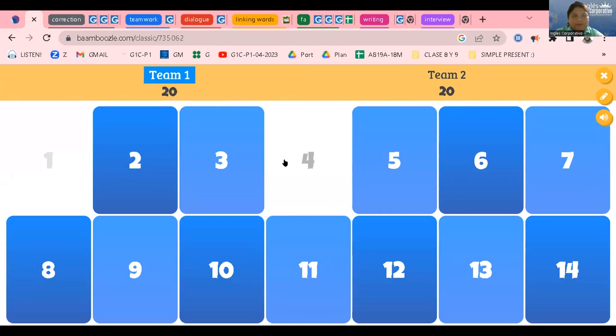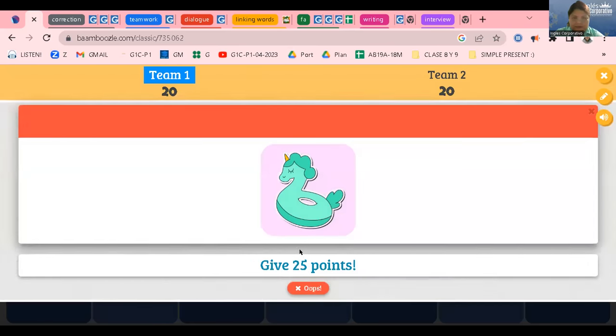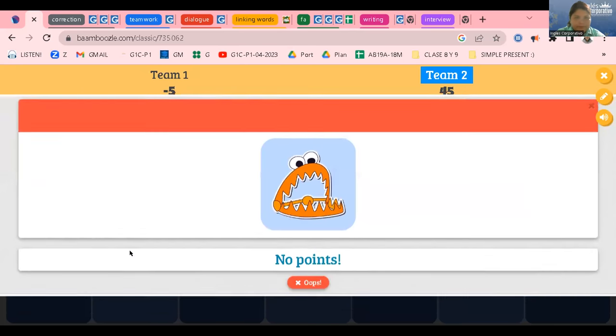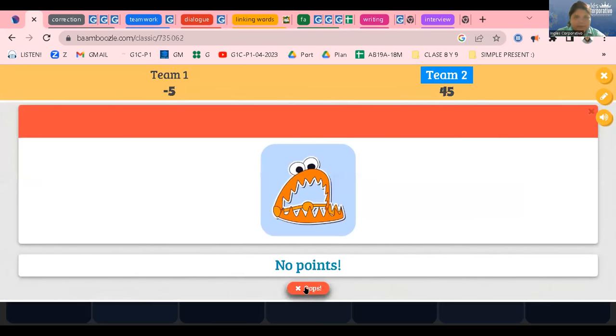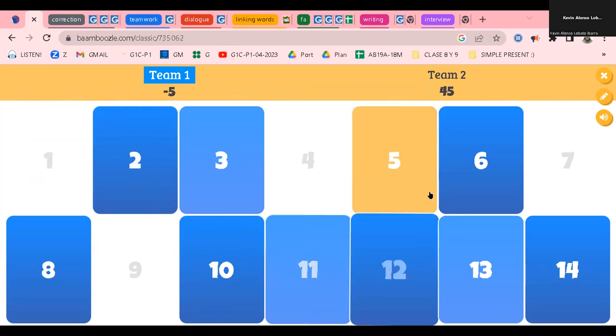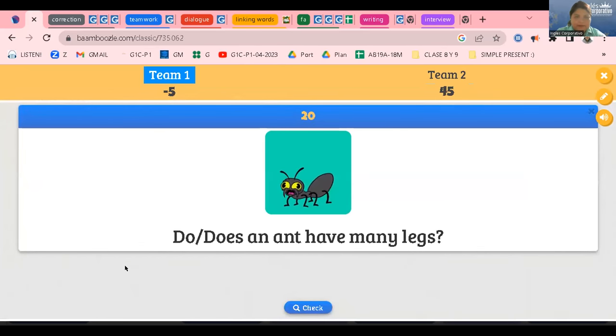Dora, please pick a number. 7. Oh, okay. Oops, no points for this in this case. Let's see. Edgar, please select a number. 9. Okay. No points. What happened to you? No points for him. Let's see. Kevin, please go ahead. Kevin, pick a number. 8. Okay. Let's see.